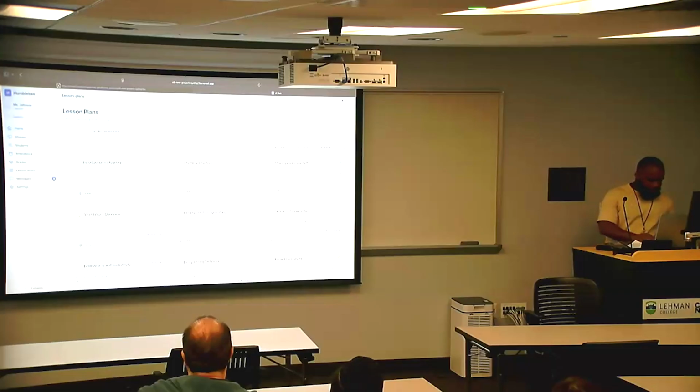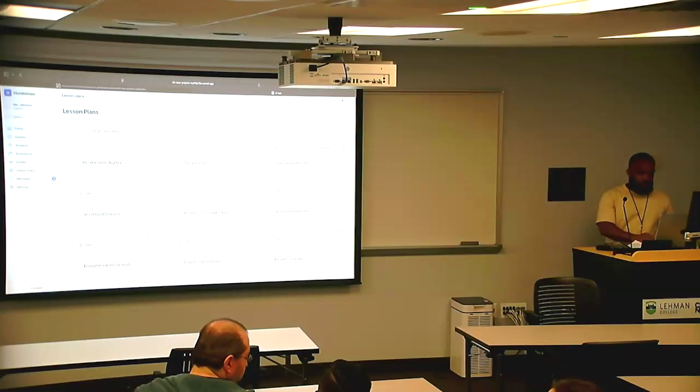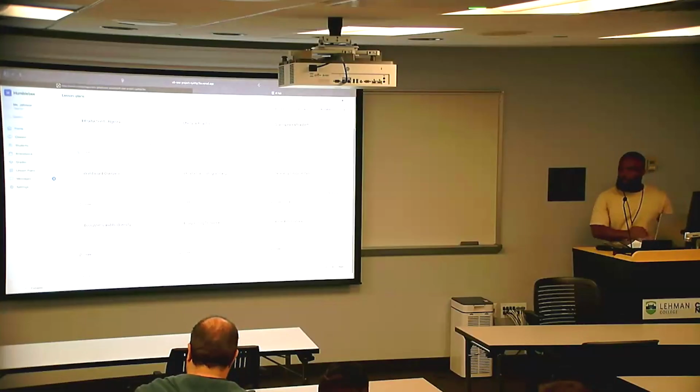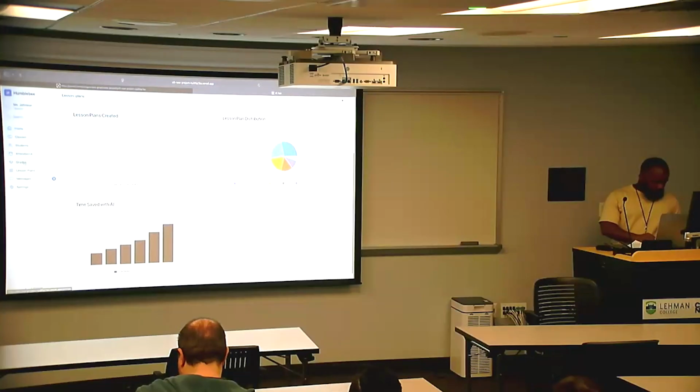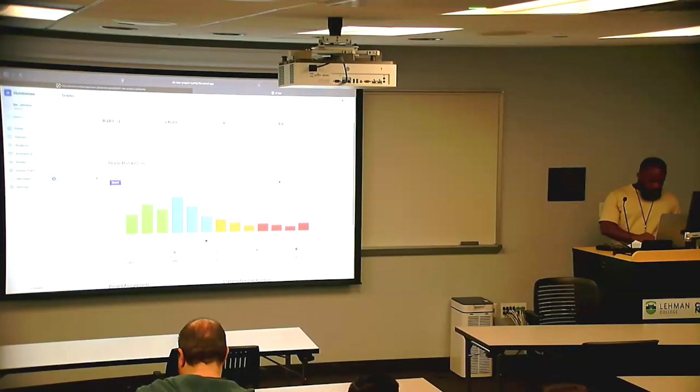So in this case, in this library, you can see that there's a purple tag pill here that shows that this particular lesson plan was built with the use of AI, while others were probably done manually.